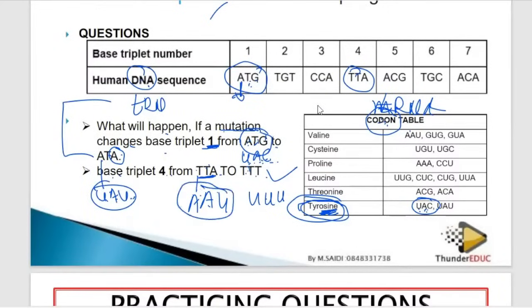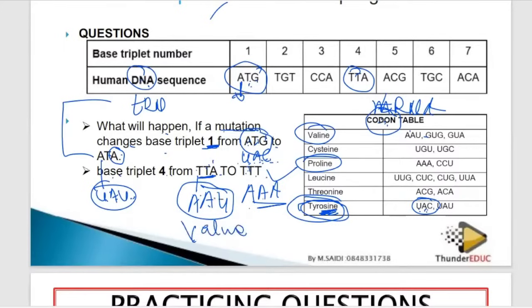But what does this code for? AAU is valine. What about UUU? Is it valine? No. Where is it? Do we have UUU? No, it's not UU. What am I doing? It's AAA, because T goes with A, T goes with A. So it's AAA. So what am I looking for? The AA is proline. So it means that if you look here, this one codes for valine.